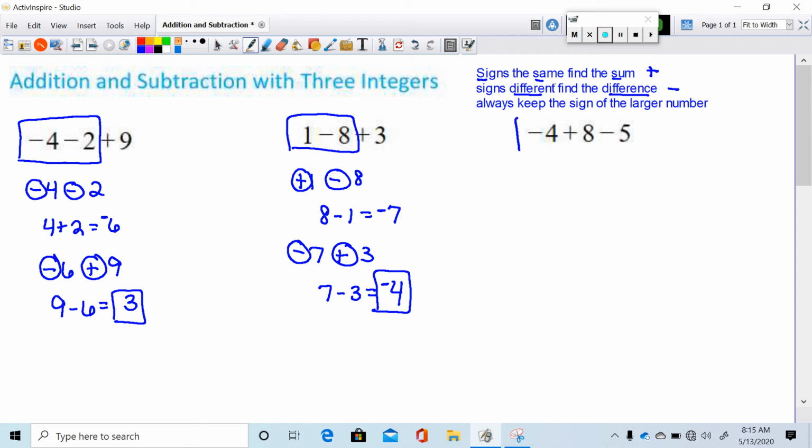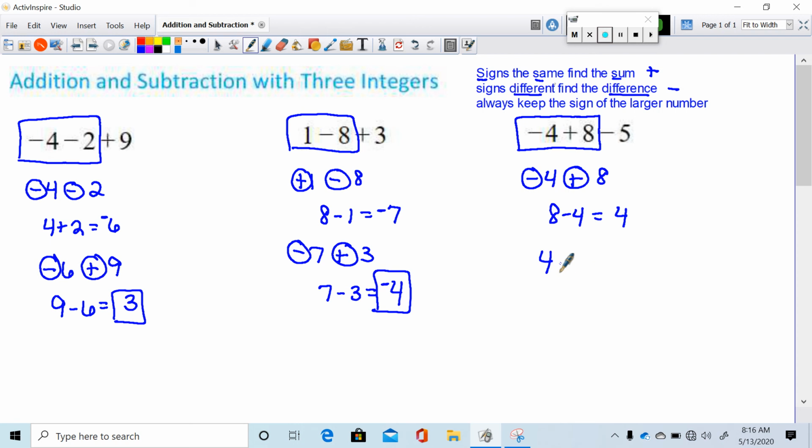The next one, again, if you have more than two integers, you take the numbers two at a time. So we have a -4 and a +8. We have a negative and a positive. If the signs are different, you find the difference. So I'm going to subtract. 8 minus 4 is 4. The 8's larger, it's positive. That means my 4 will be positive.